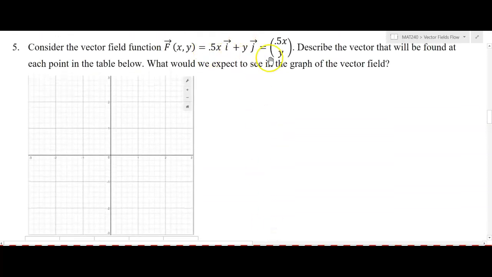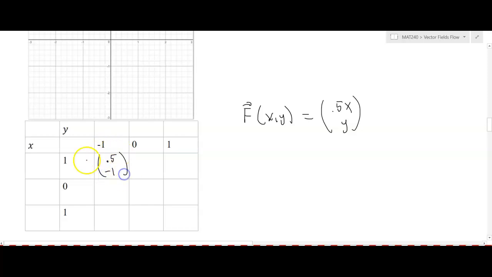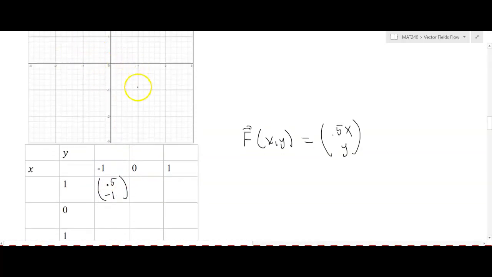So we said that our vector field is vector f of x, y equals 0.5x and y. So if I look when x is 1 and y is negative 1, 0.5 of 1 is 0.5 and negative 1 for the y component. So at the point 1, negative 1, which is down here, I'm going to get a vector that points half a unit to the right and 1 unit down.